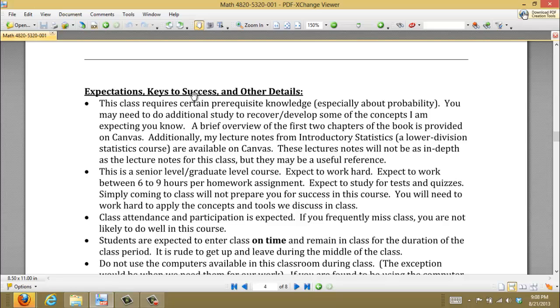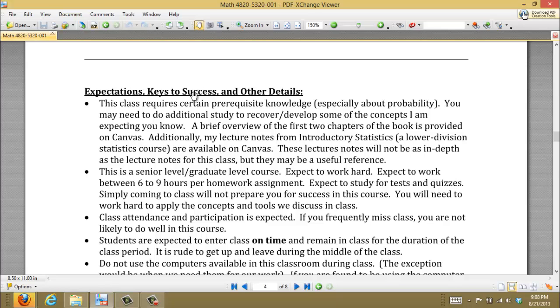Additionally, I have posted my lecture notes from Introductory Statistics, just because some of the background material might be helpful to you. We're not going to talk about these in class. These are really just materials that I'm making available to you to help you to be successful in this class. These lecture notes are not going to be as in-depth as the lecture notes in class, but hopefully they'll be useful to you.